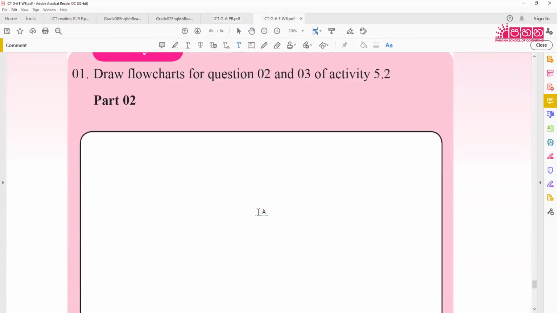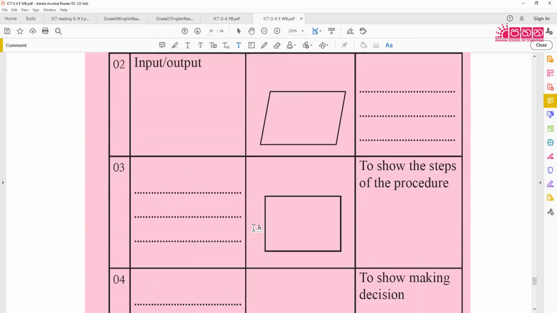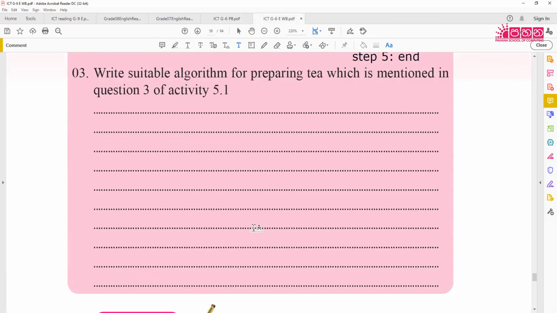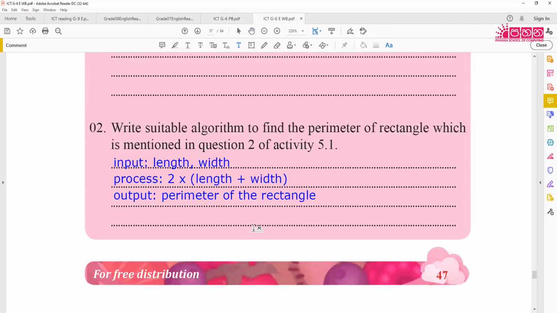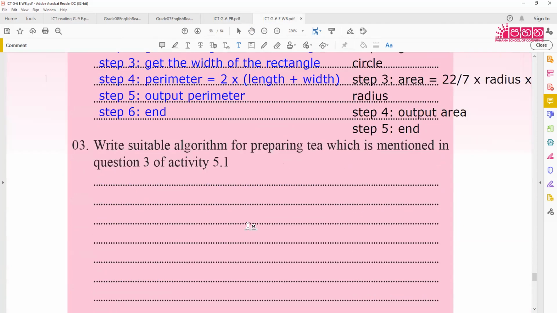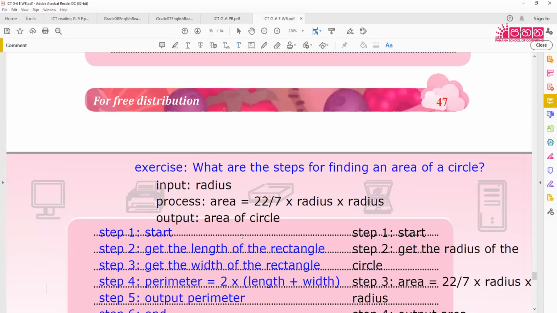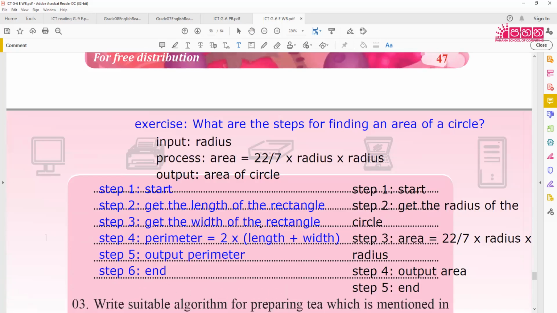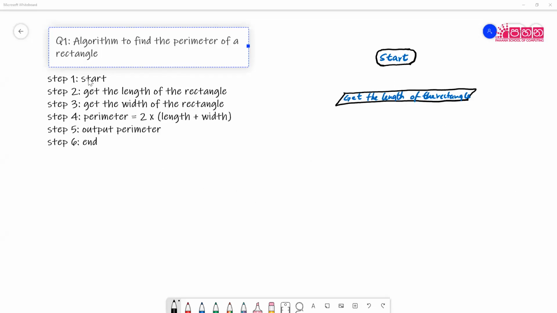right? So we need flow charts for question 2 and 3 of activity 5.2. Question 2 and 3, right? Question 3 we have not done, but we'll go for this one. So we'll first draw a flow chart to find the perimeter of a rectangle. So we are going to draw an algorithm to find the perimeter of a rectangle. We already found out the steps. Now let's use a flow chart to draw this one.